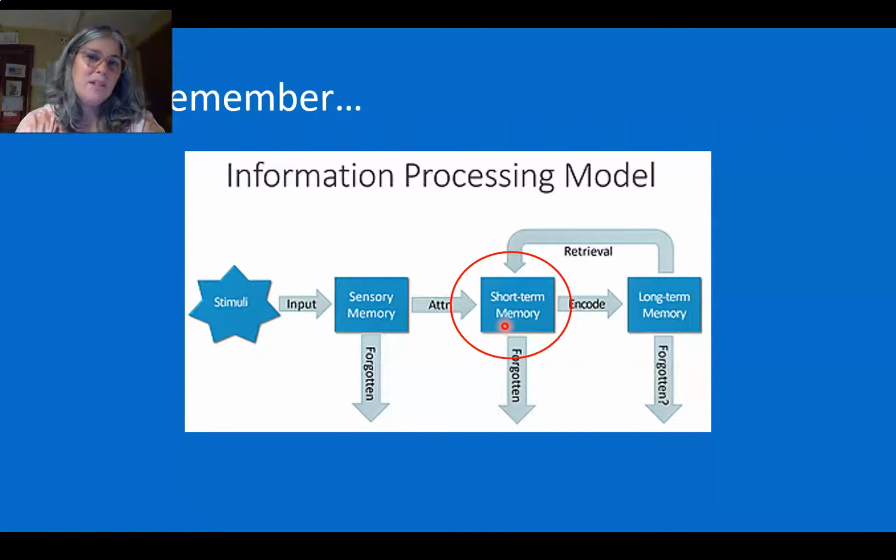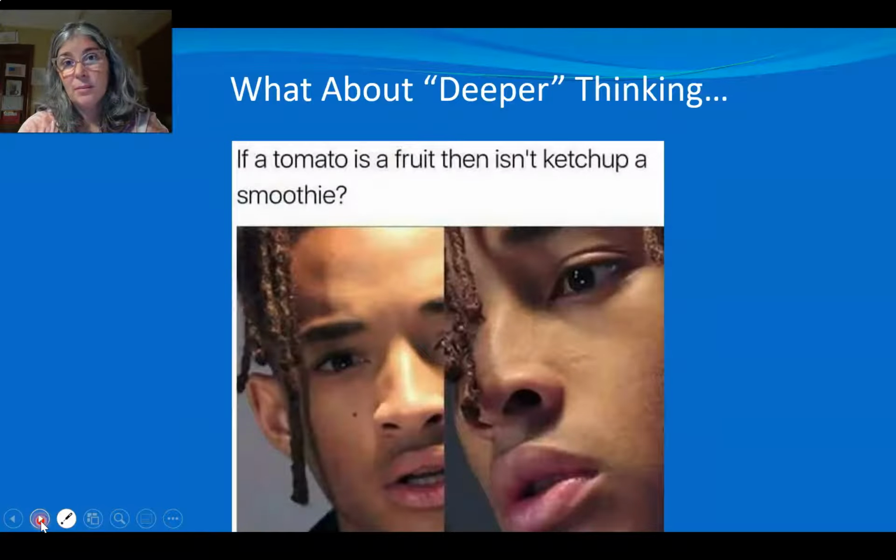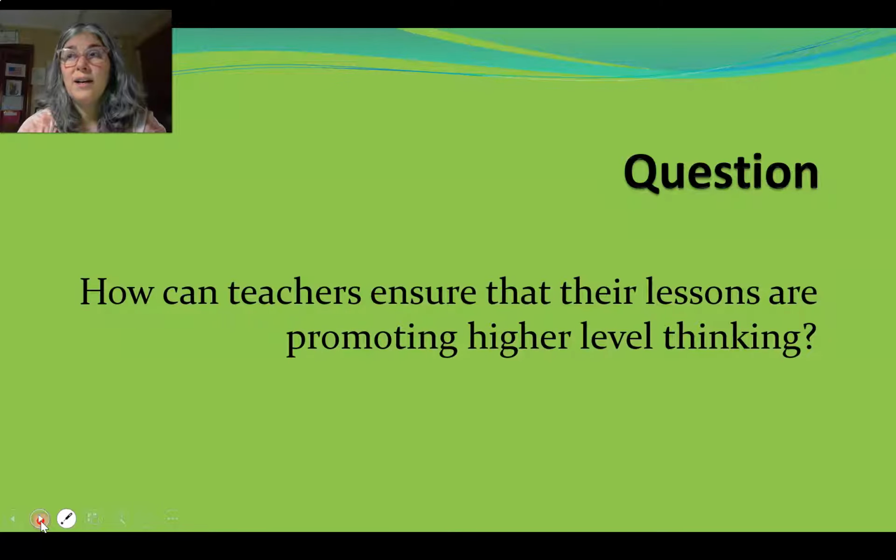Now, most likely in your future classes, you're going to want your students to think a bit more deeply than they do about pizza toppings. So what about deeper thinking? We need to try to understand what these levels of higher thinking are and how we can ensure that we're covering this in our classrooms. Which leads me to this question: how can teachers do this? How can we make sure that our students are truly thinking deeply in our classes?